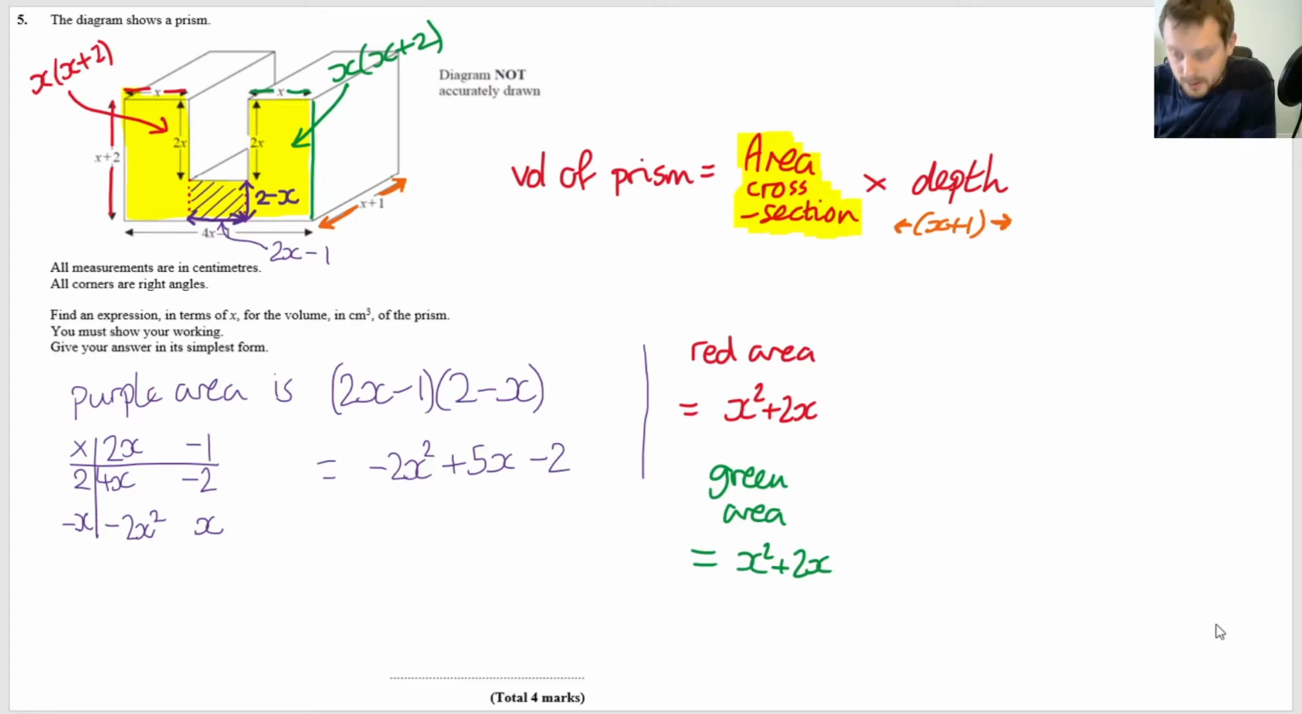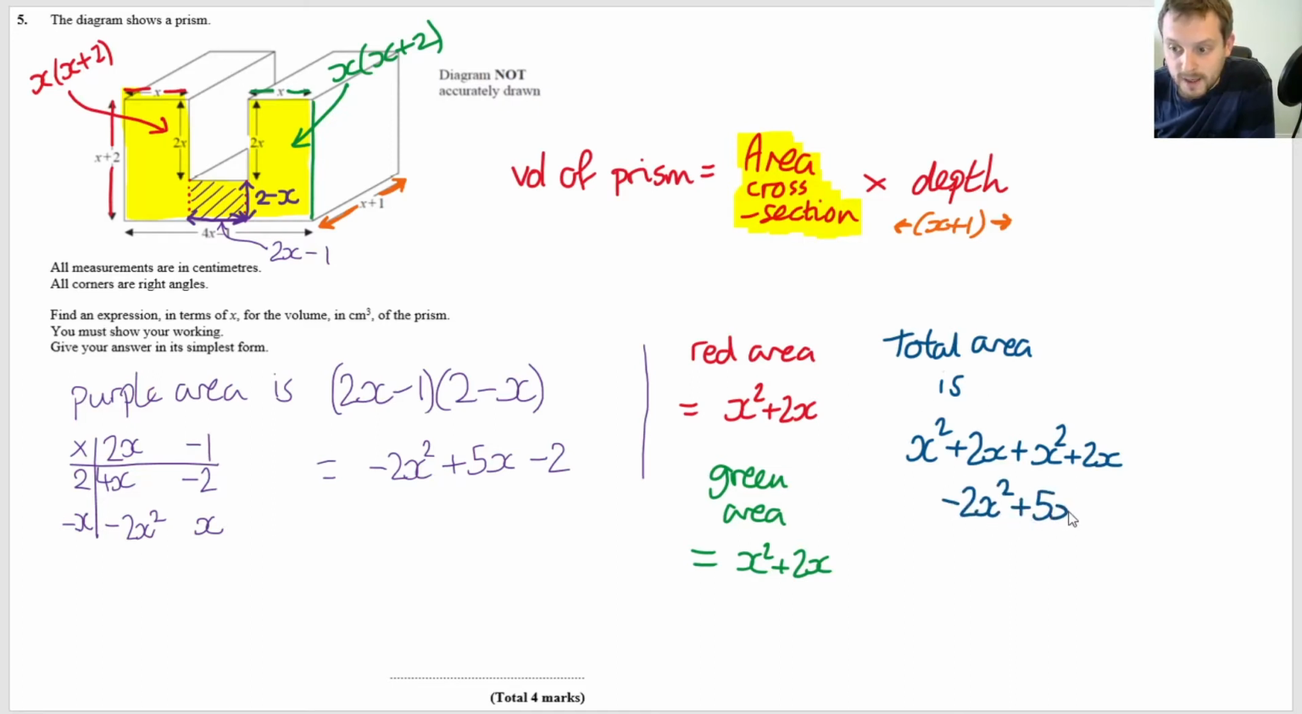Let's use this color. Right, so the total area is x squared plus 2x plus x squared plus 2x. So they're the red plus the green, and then I've got to add this. So I'm going to take away 2x squared, I'm going to add 5x, and I'm going to take away 2. So we've just got to simplify this. So if you notice, I've got x squared plus x squared, but take away 2x squared, so that disappears. And then I'm left with 9x minus 2. So it's just 9x minus 2 is this area here.